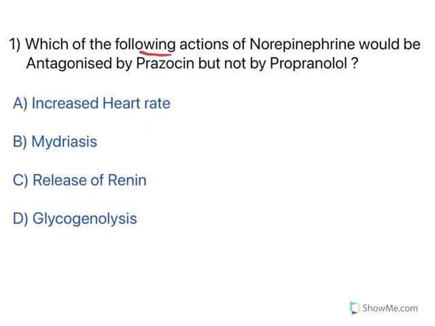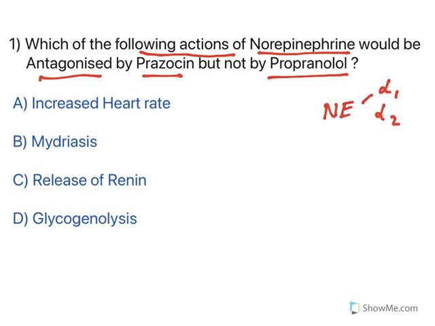Now, which of the following actions of norepinephrine would be antagonized by prazosin but not by propranolol? You need to understand the question. Norepinephrine will be having multiple actions. It will be acting on alpha 1, alpha 2 and beta 1 receptors preferentially. Beta 2 action is also there, slight action. Now, what is prazosin? Prazosin is an alpha 1 antagonist or alpha 1 blocker. What is propranolol? Propranolol is a beta receptor blocker.